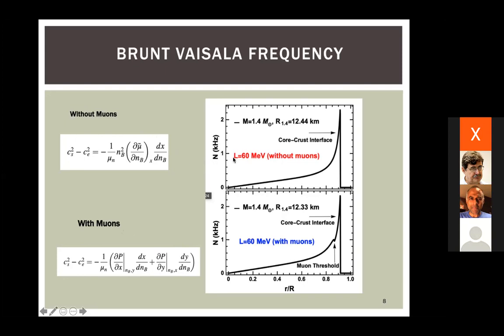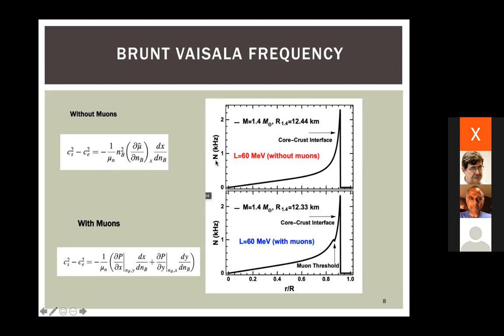Just to remind you, the Brunt-Väisälä frequency is related to the difference of these sound speeds as well as the local gravitational field. So it depends on how both of those things go. As a new species comes in, you can see in this bottom panel with the muons, at the muon threshold, there's a little bit of a jump because of the jump in the difference of the sound speeds. And then the overall trend of the declining Brunt-Väisälä frequency is mostly driven by the local gravitational field, which decreases towards the center of the star. The scale of the Brunt-Väisälä frequency here is something like 1 to 2 kilohertz.